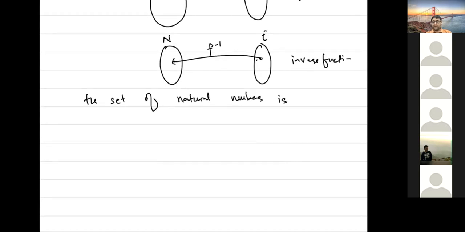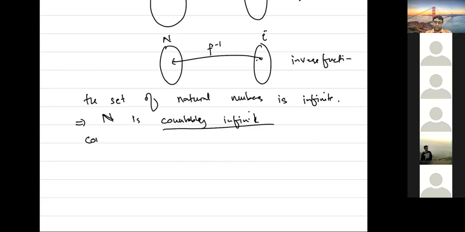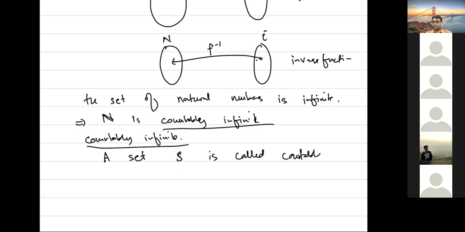So we know the set of natural numbers is infinite. Okay, we define that the set of natural numbers N is countably infinite. And what do we mean by countably infinite? We define countably infinite as follows. A set S is called countably infinite if there exists a bijection F from the set of natural numbers to S.